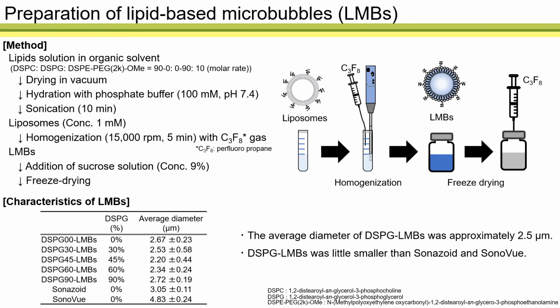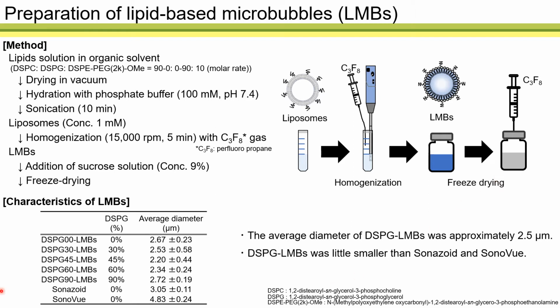This is the preparation method of LMBs. At first, we prepared liposomes with the hydration method, like this. The liposome suspension was homogenized under an atmosphere of perfluoropropane to make LMBs. The LMBs were freeze-dried to store them at room temperature. Freeze-dried LMBs were suspended with water before using.